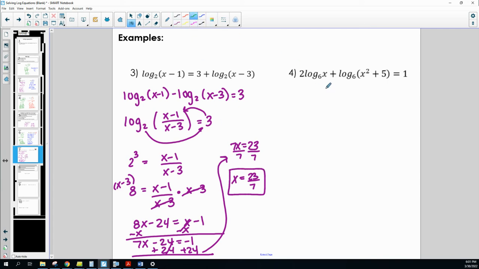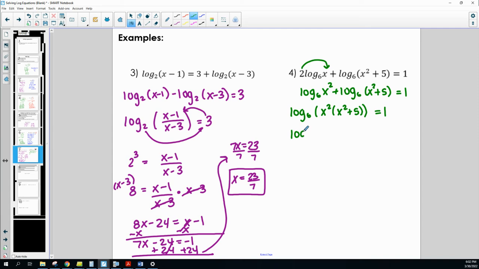Okay, and then this last one here, the logs are on the same side. There's a 2 in front of this log, which really means that it is an exponent. So I'm trying to condense this, so I want to have exponents where they belong. So this will be log base 6 of x squared plus log base 6 of x squared plus 5 equals 1. Because I'm adding, I'm going to change this to multiplication. So I have log base 6 of x squared times x squared plus 5 equals 1.